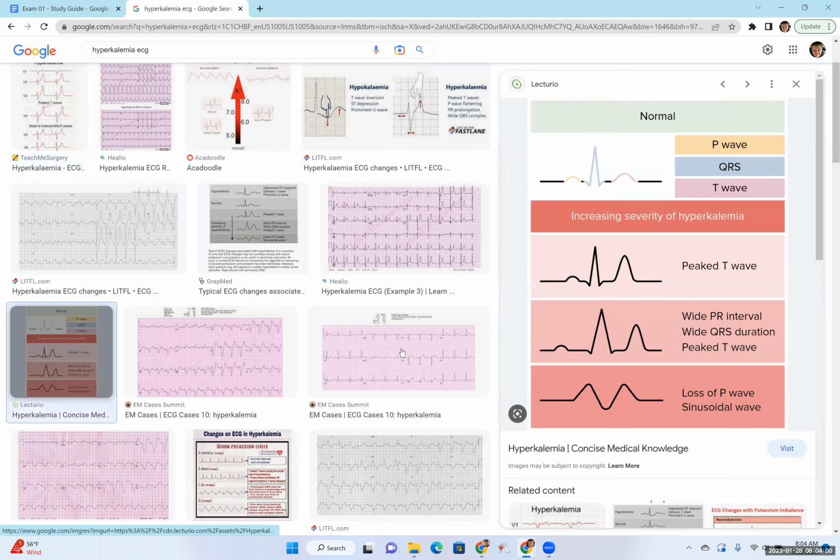That's probably a good one. Everything widens out, right? PR gets wide, the QT gets wide, the QRS gets wide until it just looks like a sine wave. It looks like a tide, all right? And then it goes into asystole. So yeah, hyperkalemia. What else can ABGs lead to EKG problems?